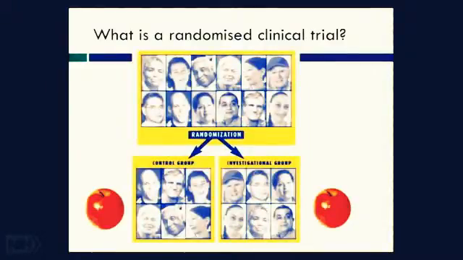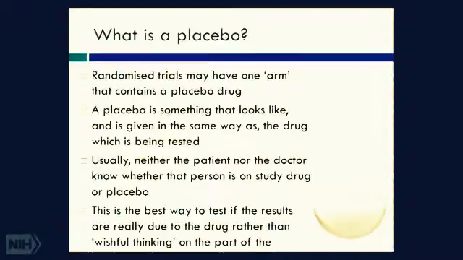And that's what randomisation is all about. In that way, you're able to compare apples with apples by taking a population and randomly deciding whether they go into the control group that has standard treatment or the group that has the new investigational treatment.